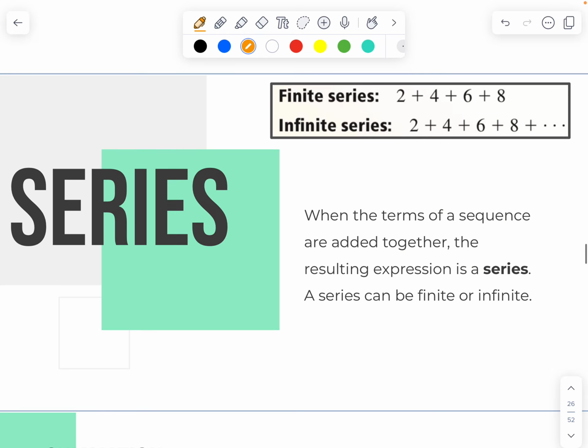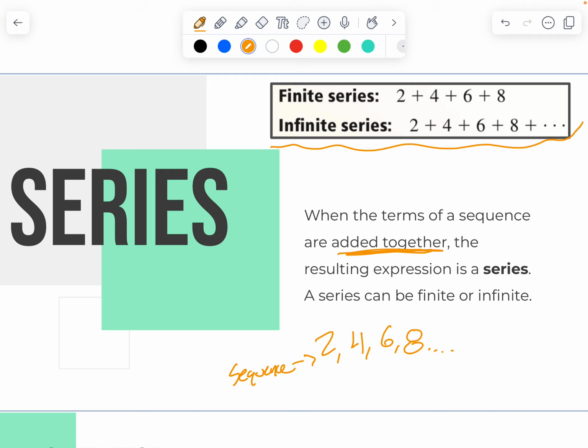So first, a series. When the terms of a sequence are added together, the resulting expression is a series. So if we have the pattern 2, 4, 6, 8, and so on, this would be considered a sequence. But when we try to add it together, it would be considered a series, like you can see right up here. These would be the series when we try to add the terms.